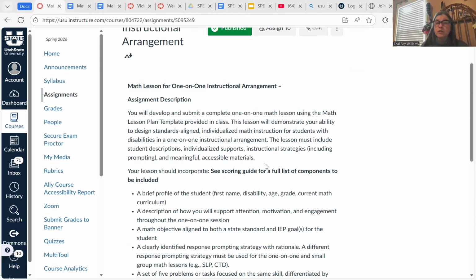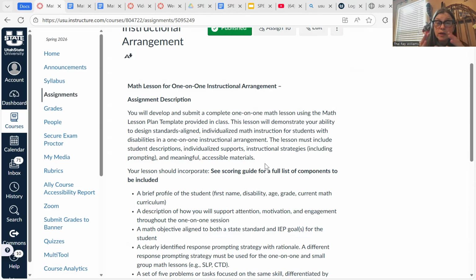So really what you're gonna do is develop and submit a one-on-one math lesson plan, and you're gonna use our math lesson plan template. This is not the explicit instruction one because we're not using explicit instruction all the time, right? We're not always using model lead test, I should say. So you're going to use our class lesson template, and really what we're looking for is you demonstrating that you can develop lessons that align with our state standards, which for our students would be the essential elements, unless they're working on a general education curriculum in math.